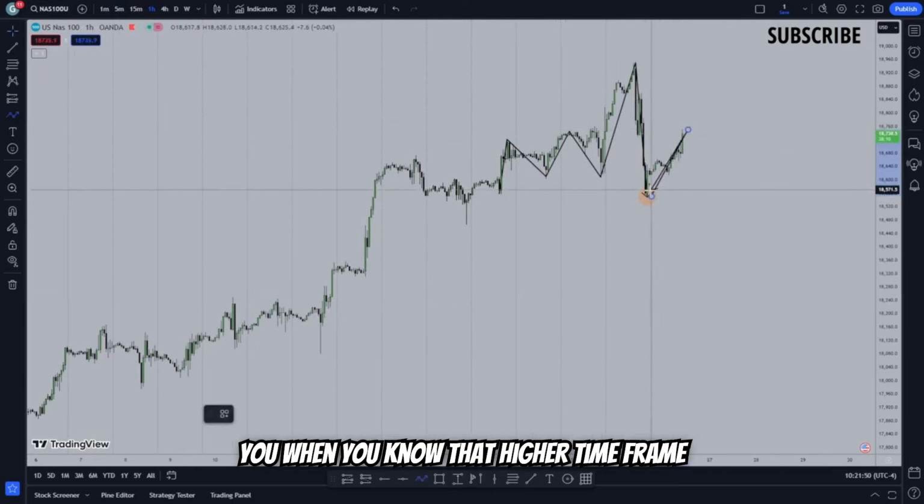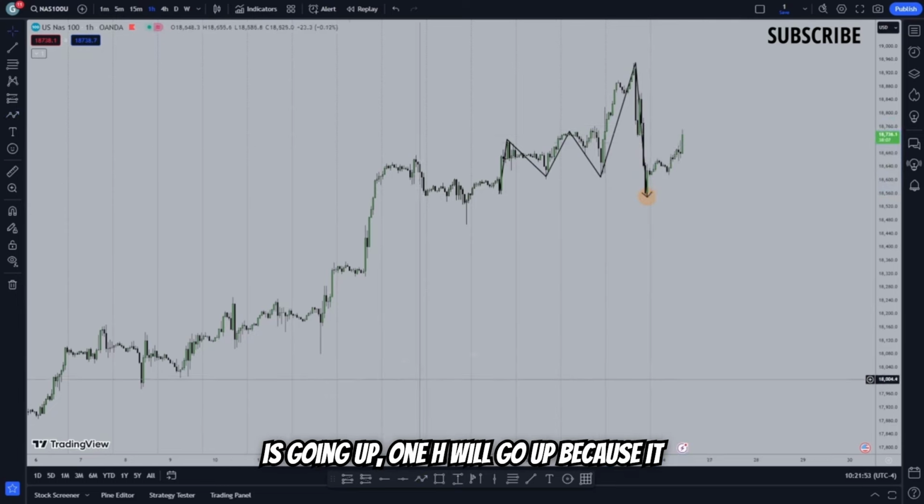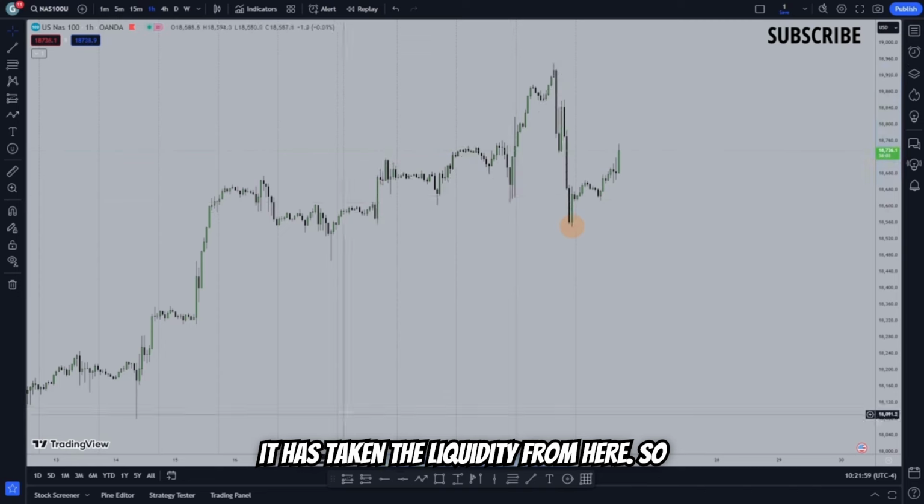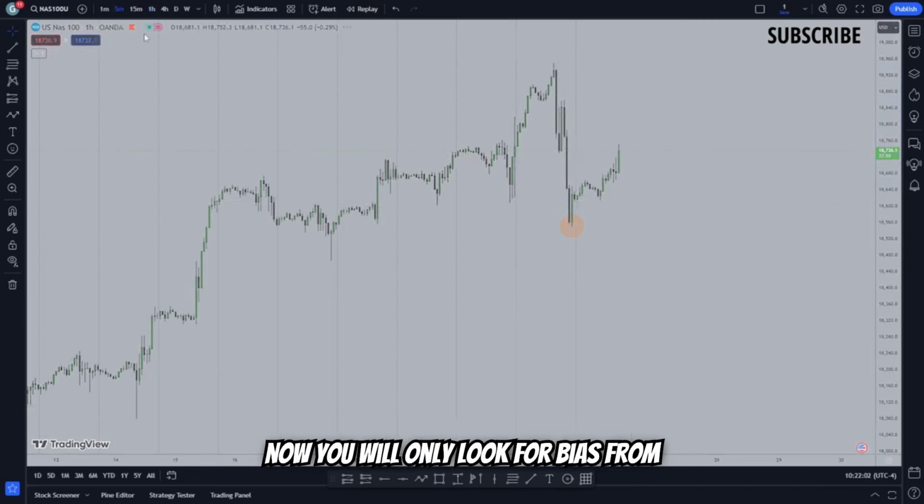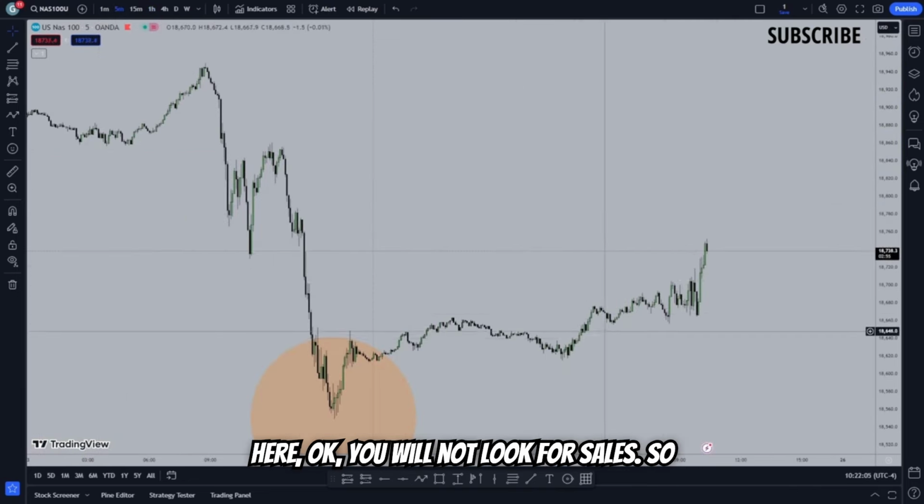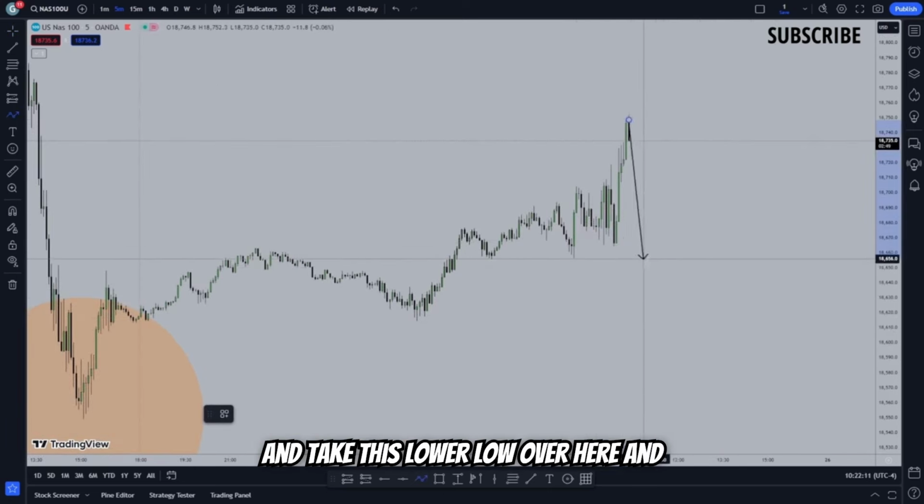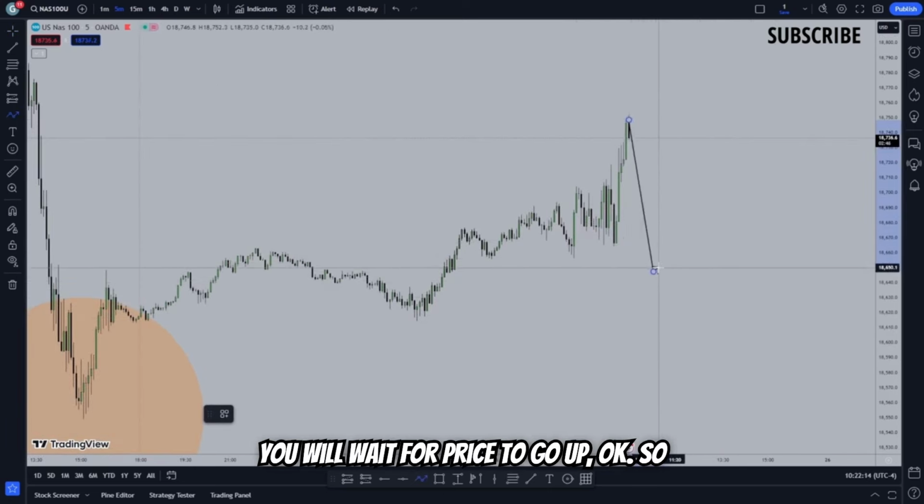Okay, and now when you know that the higher time frame is going up, because it has taken these two higher lows and it has taken the liquidity from here, your bias is bullish from here. So now you will only look for buys, okay, you will not look for sells. You will only wait for price to come down and take this lower low over here, and then you will take a buy over here and wait for price to go up. Okay, so this is what you will do.